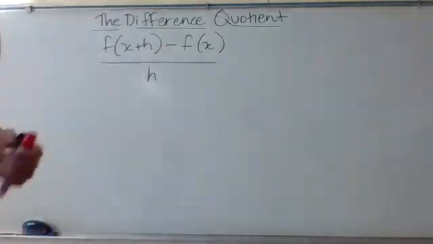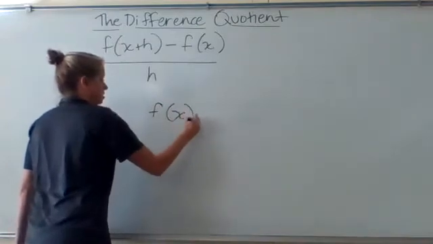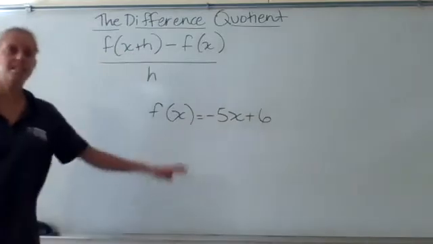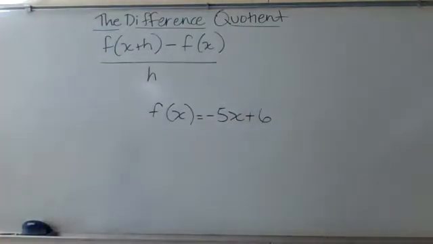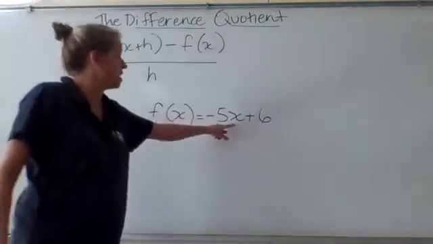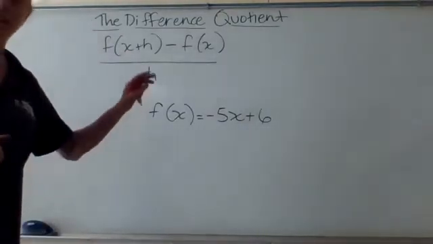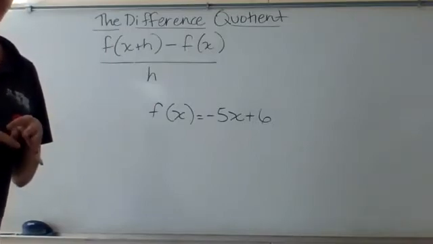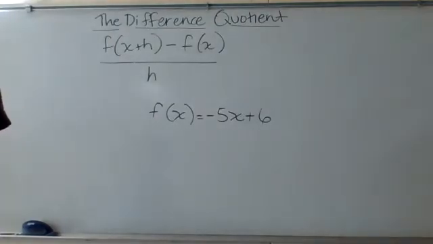F of x equals negative 5x plus 6. Once again, since that's just an x, not an x squared or an x cubed or an absolute value of x or anything like that, it is linear, which yes, that does mean that my answer should end up being negative 5. Negative 5 is the slope of that line, but we want the practice for when we have to get to the next problems and they are more tedious.